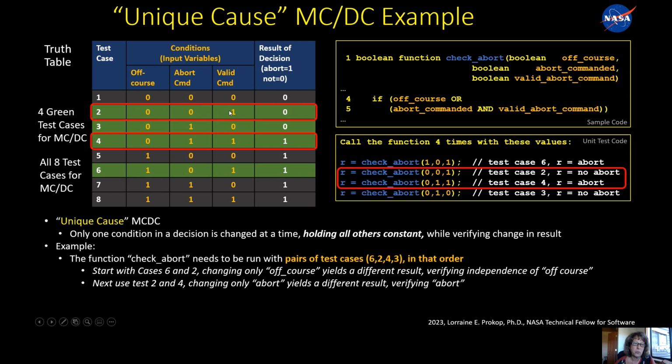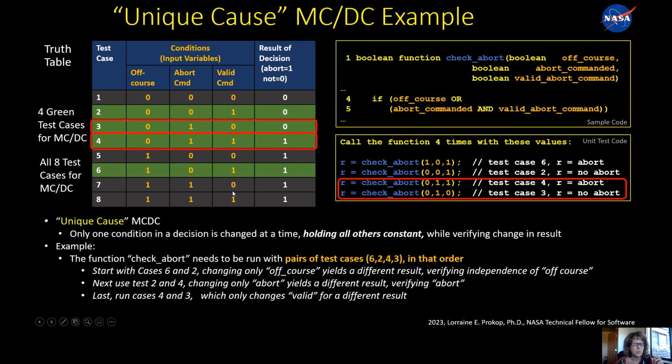Similarly, then the next 2 you take, you had 2, now you add 4, and in that case, everything changes except abort command from a 0 to a 1, and the result changes from a 0 to a 1. So that pair of tests make sure abort command is tested. Lastly, you take then 4 and 3, and in that case, only the last one, valid command, changes. These 2 are held constant, and the result changes.